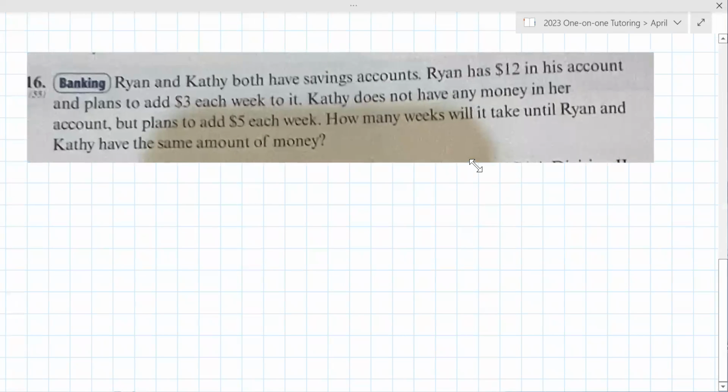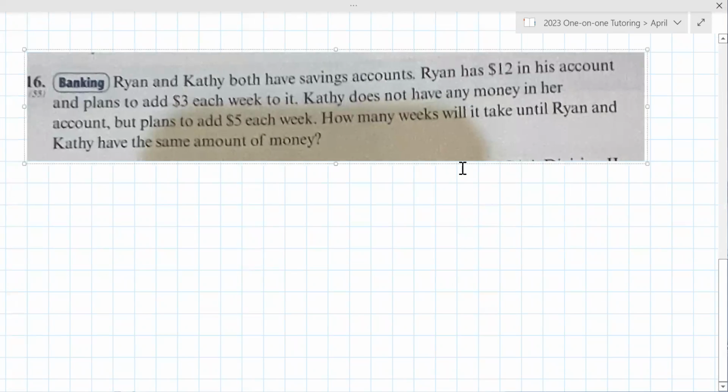All right, Ryan and Kathy both have savings accounts. Ryan has $12 in his account and plans to add $3 each week to it. So let's look at Ryan's situation. Ryan is 12 plus 3W. He has 12. He's going to add $3 each week. Does that make sense?